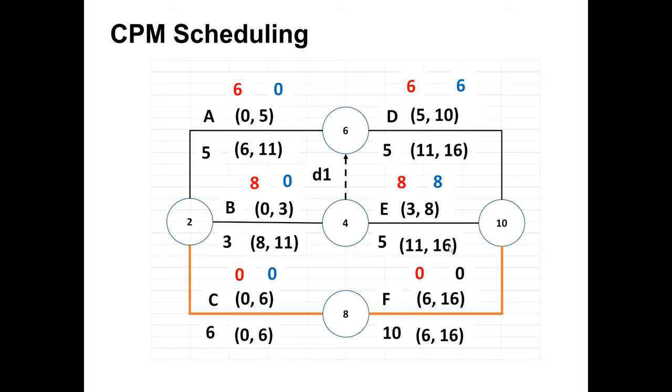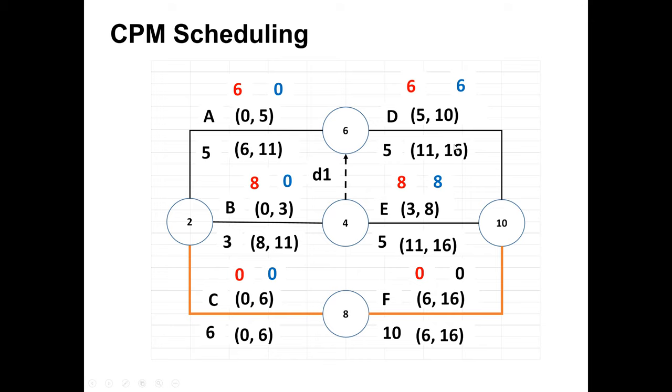Now we can see that D is going to finish on day 10, E on day 8, and F on day 16. So 16 is the maximum, and this will be the project duration. Then from 16, we will come back to find the backward pass. 16 is the project duration.